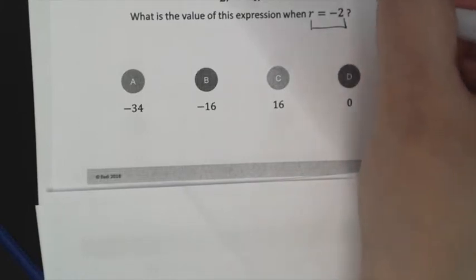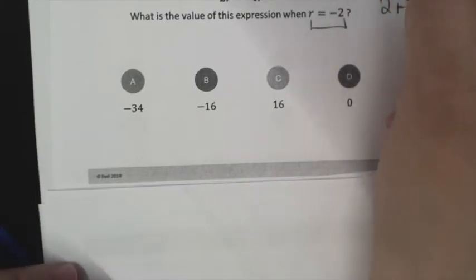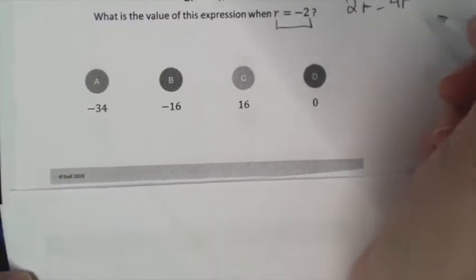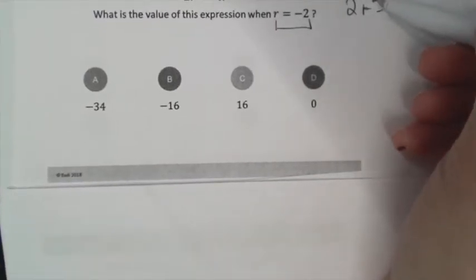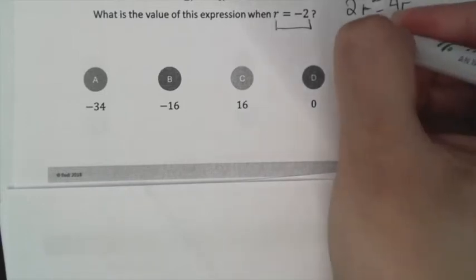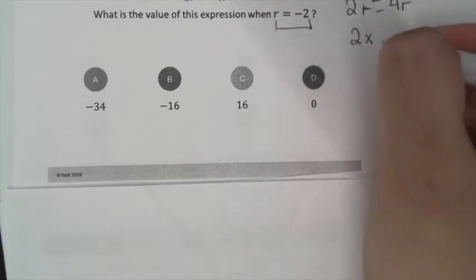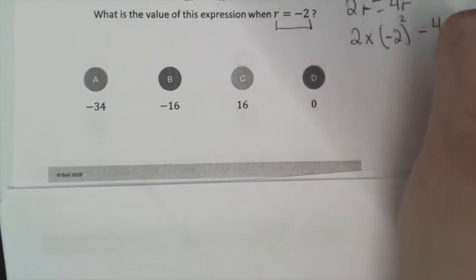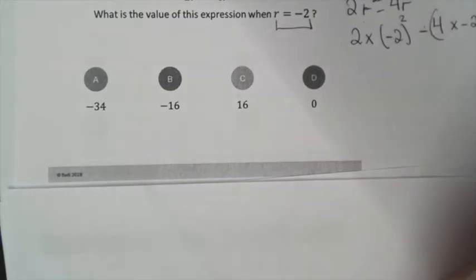I have 2r squared minus 4r. It's the same thing. I'm squaring the r, then multiplying by 2, and then I'm subtracting 4 lots of r. So 2 lots of r squared. Well, r is negative 2, and I'm squaring that, okay? And then I'm subtracting 4 multiplied by, and what am I multiplying by? Negative 2. So I'm subtracting 4 multiplied by negative 2.